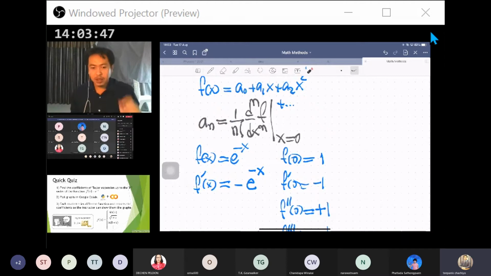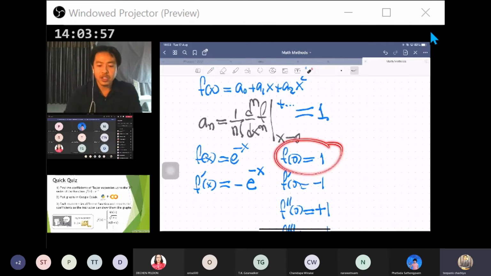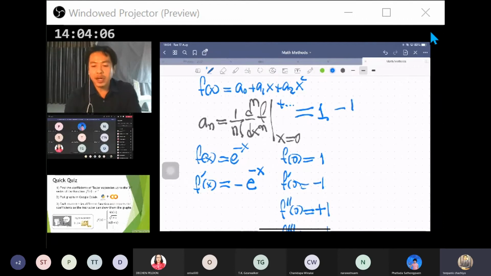Okay, so let's do that very quickly. So we have equal, like so. The first order is number 1 because what we have here is 1. The next one will be a1x. So what is my a1? It's -1 divided by 1 factorial, which is 1, and then x.